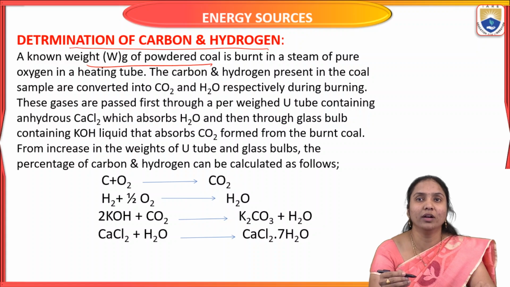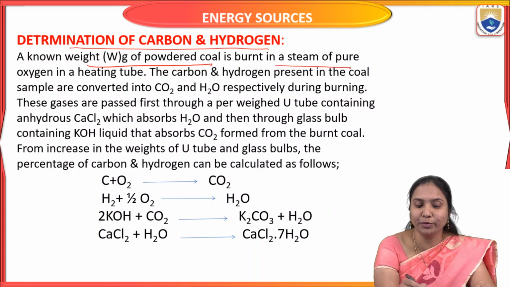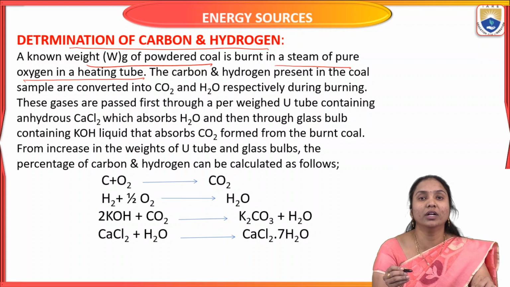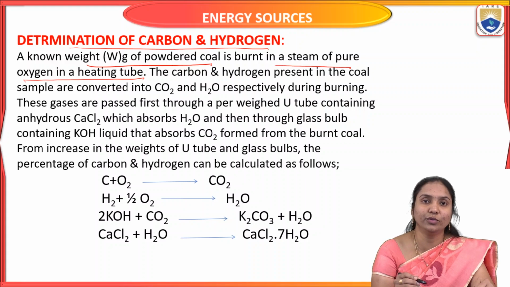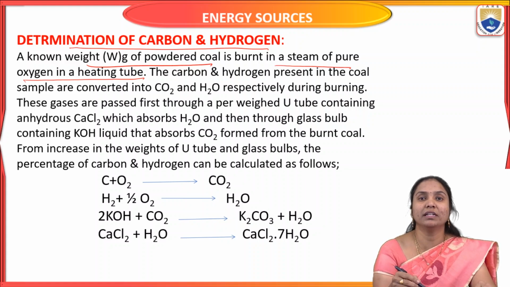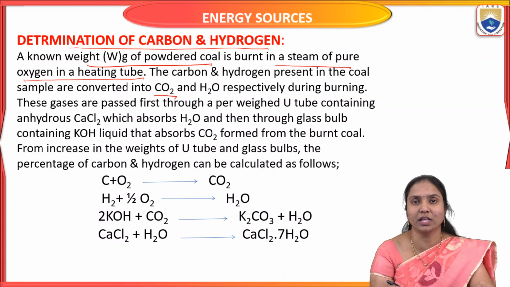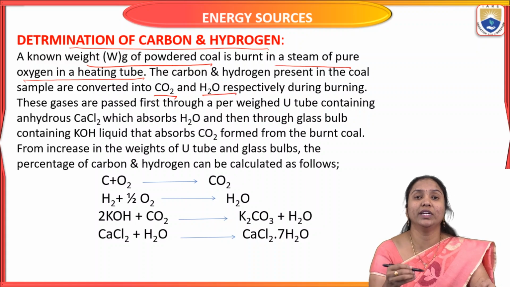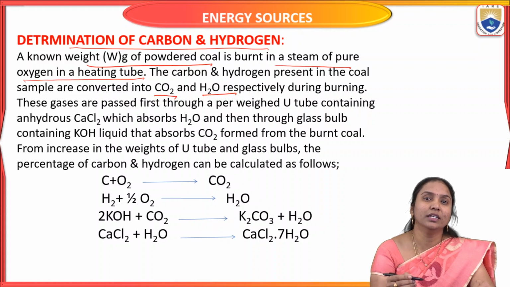A known weight of powdered coal is burned in a stream of pure oxygen in a heating tube. So if carbon and hydrogen are present in this coal sample, the carbon reacts with oxygen and forms carbon dioxide. If hydrogen is present in the coal sample, it converts to water respectively.